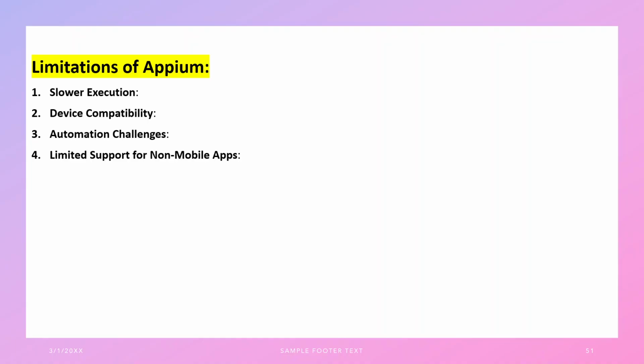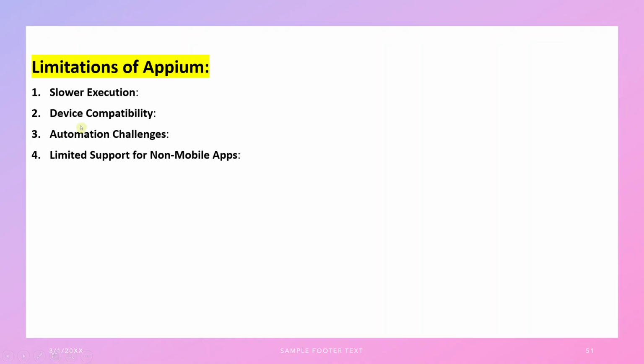So what happens? Appium tests will be slow compared to native testing platforms due to the communication layer involved. As I told, it's a multi-level architecture. It takes time to communicate from the client to the server. That's why the execution is slow here. Okay, that is one of the limitations.